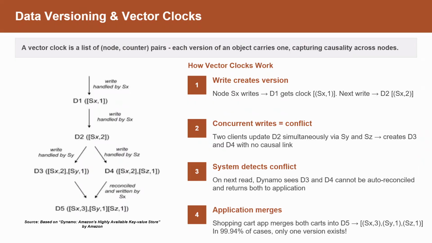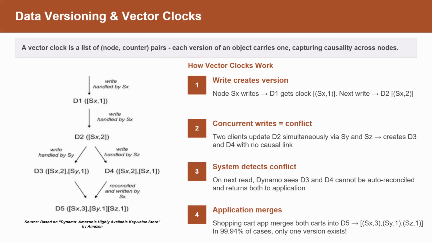Thank you. I'll be covering how Dynamo handles data versioning using vector clocks. Since Dynamo allows writes across multiple nodes simultaneously, a key question arises: what happens when two nodes have different versions of the same data? This is exactly what vector clocks solve.